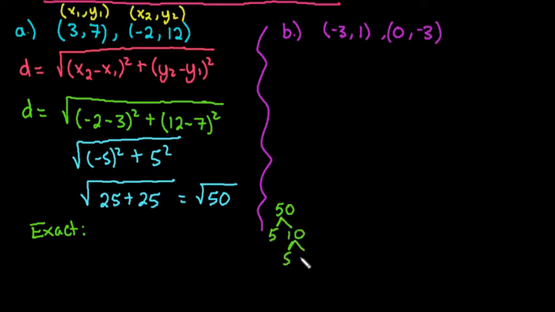And 10 is really 5 times 2, and we can see that the 5 repeats. And then any repeats, because I can take the square root of a squared term, would go on the outside. And then anything that does not repeat would stay underneath the radical. This is one way of doing it.